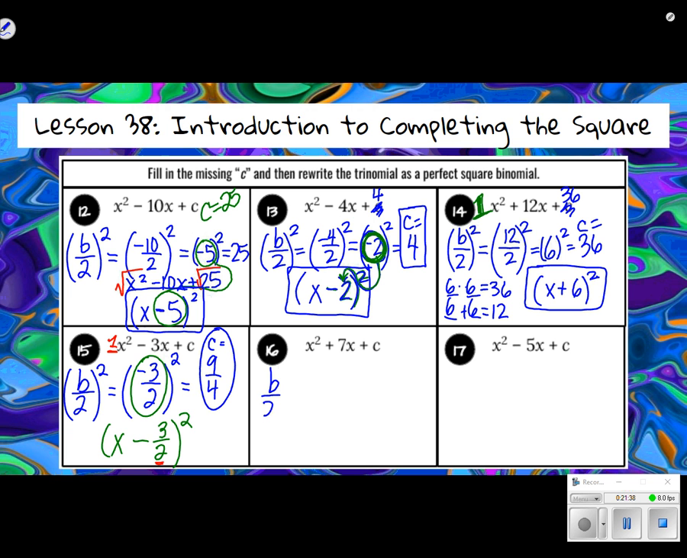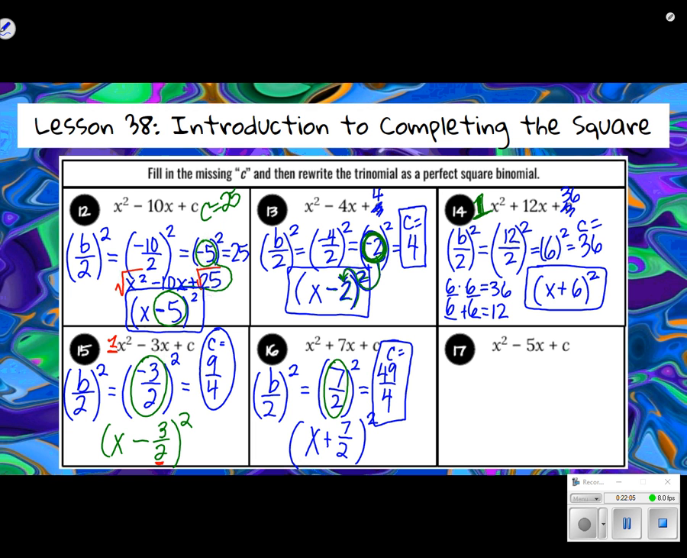All right, so let's look at this one. b divided by 2, squared. So our b value is 7. 7 divided by 2, squared. Just going to square each piece. 49/4. That is our c value. But we've got to write it as a trinomial squared, or perfect square trinomial. So this is going to be x, this is a positive 7/2. So I'm just going to write 7/2. You can multiply to check it.